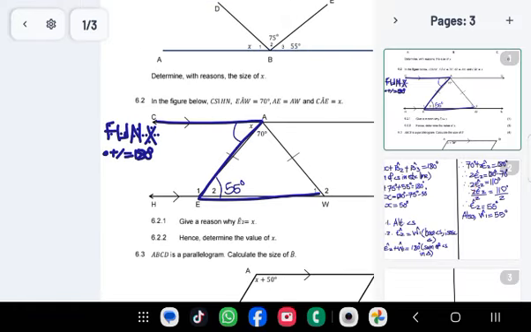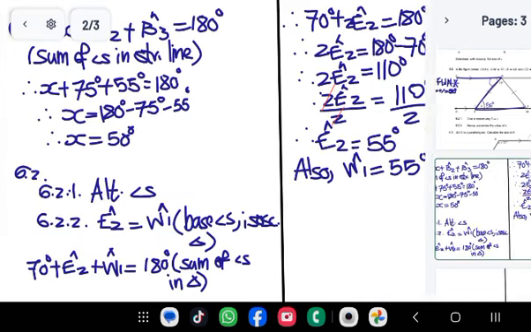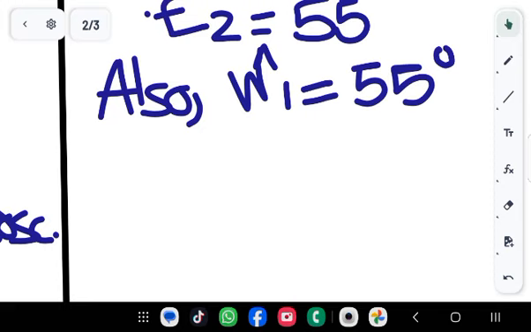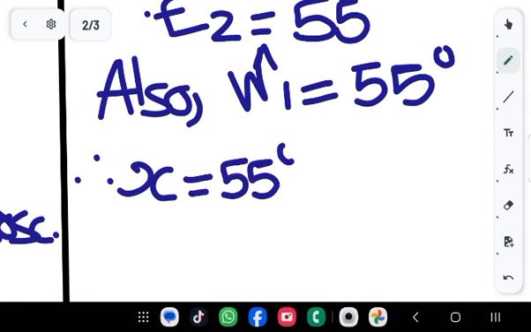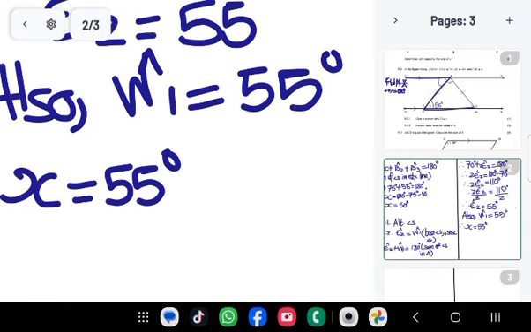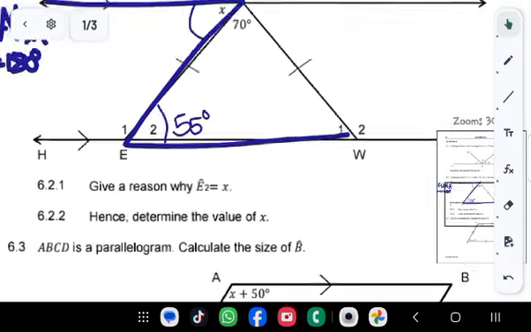And the reason why: alternate angles, parallel lines. Therefore, angle X equals 55 degrees, like we said.